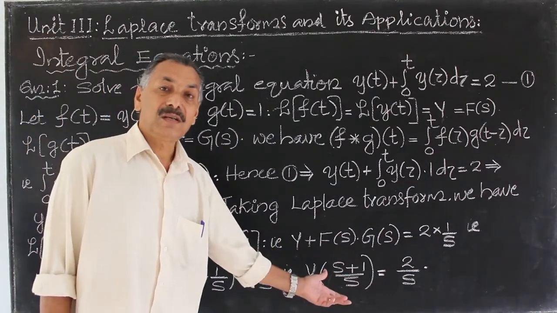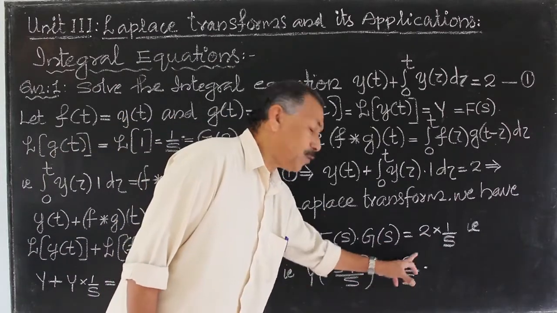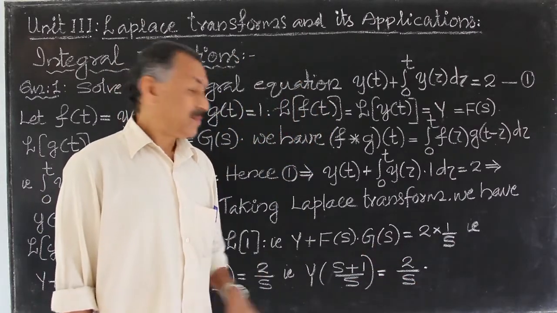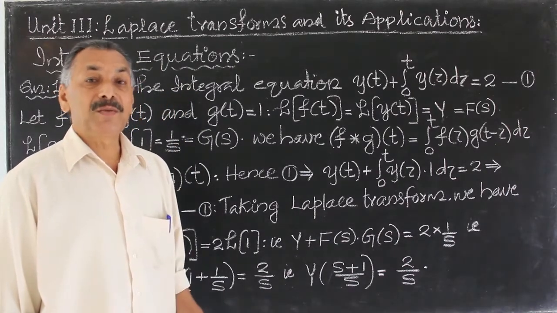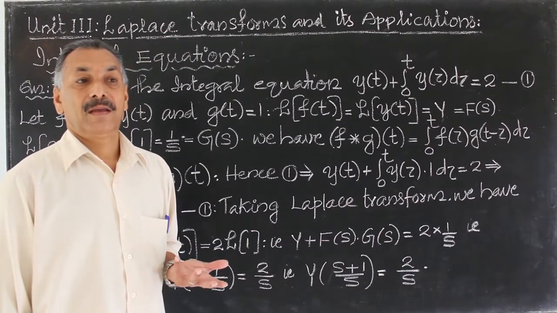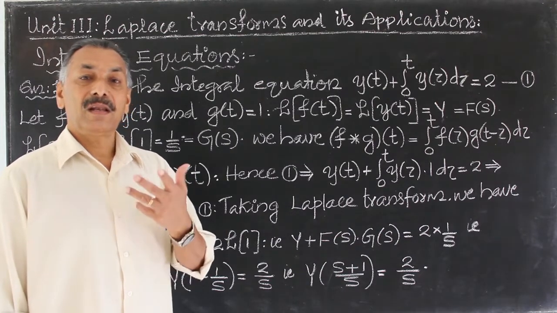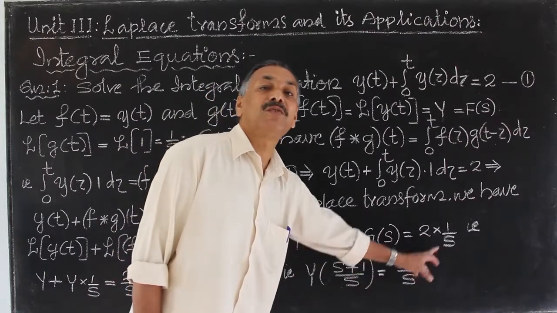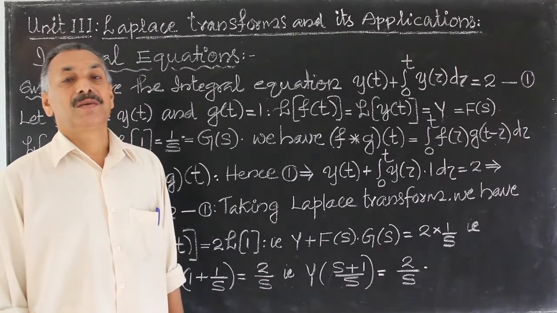Then Y is equal to 2 by s into s divided by s plus 1. S cancels, that is 2 divided by s plus 1. And the solution is given by y of t is equal to L inverse of capital Y. Small y has Laplace transform capital Y, so L inverse of Y is small y. That is L inverse of 2 divided by s plus 1, 2 into L inverse of 1 divided by s plus 1.